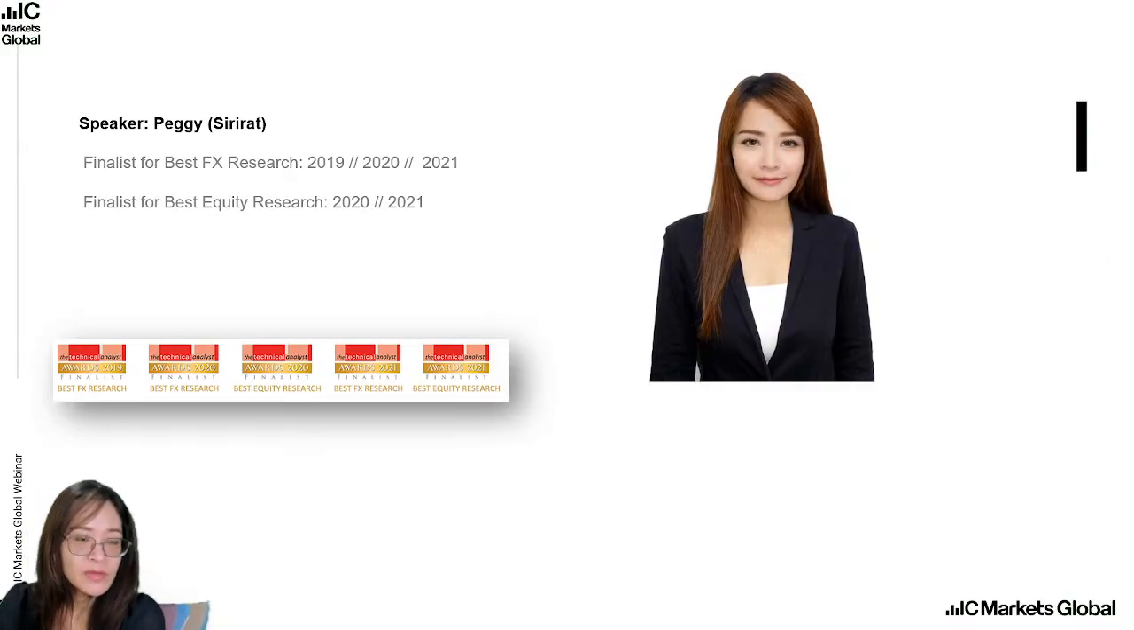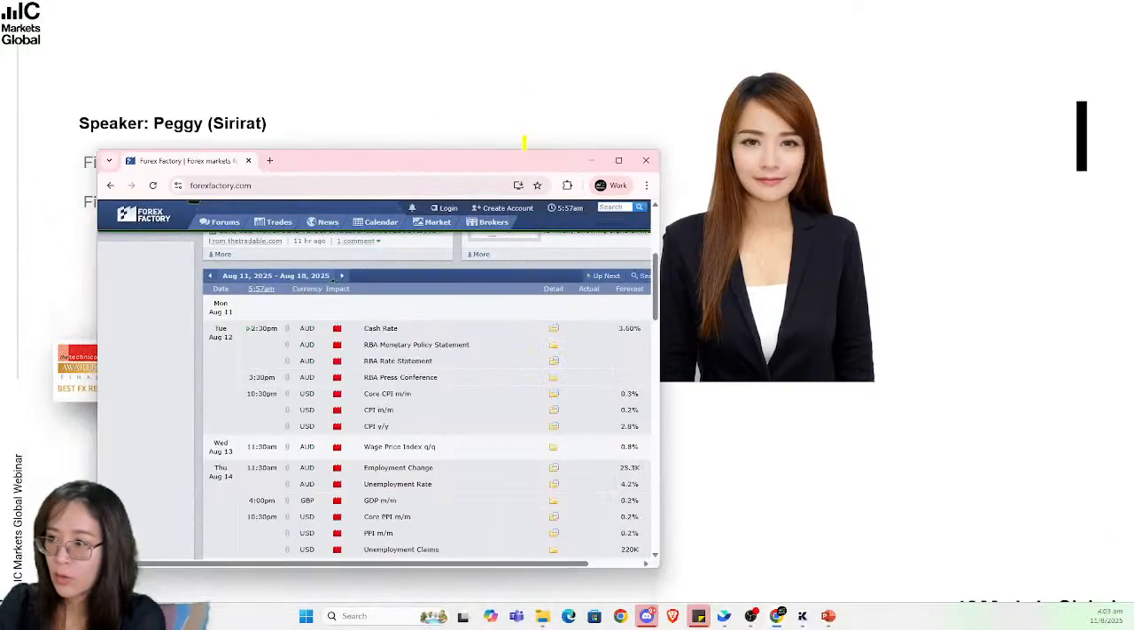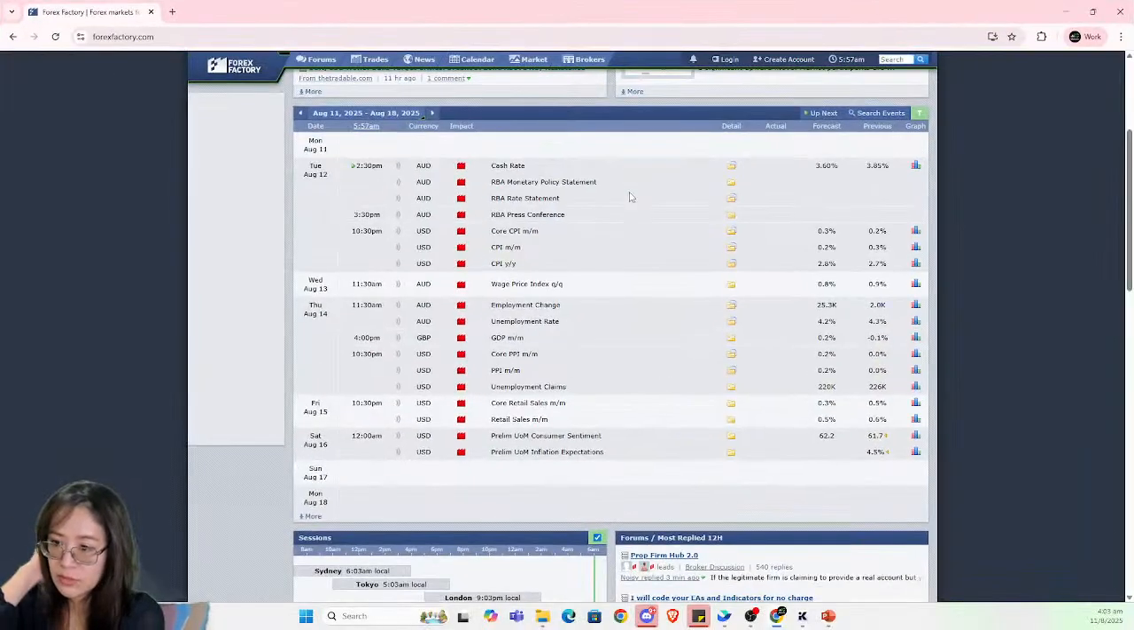Before we look at our chart, a quick look at our economic calendar news for this entire week. So basically today, August 11, there is no major news that you need to take note of. But from August 12 to August 16, we have quite a few high impact news coming. August 12 at 2:30 p.m. we have Aussie dollar coming up, and at 10:30 p.m. we have US dollar as well. We have CPI coming that will be affecting anything paired with US dollars.